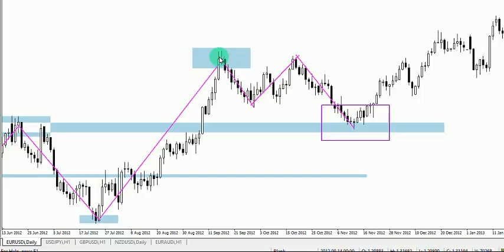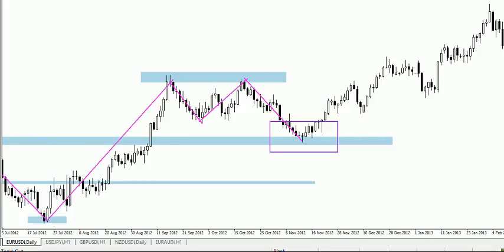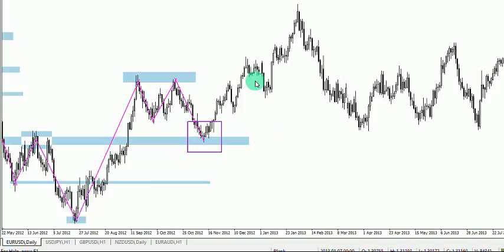What you can do is either wait for a break of this high here, or a better entry would be a retrace down to this broken low. That would be a more viable trade option for you. And then as you see, when this retested, the market went all the way there. Although there were some minor things going on here, you don't need to worry.